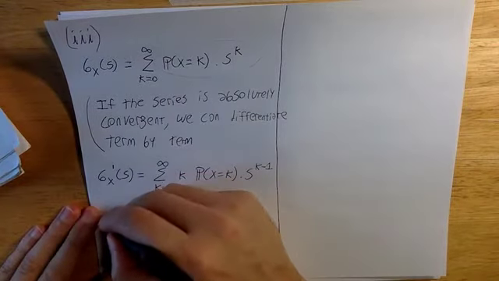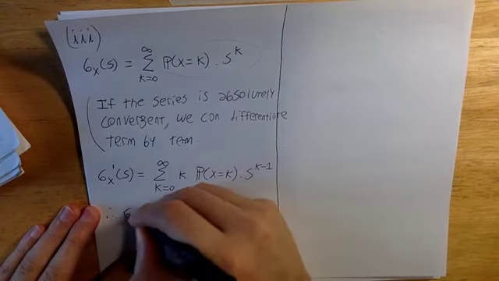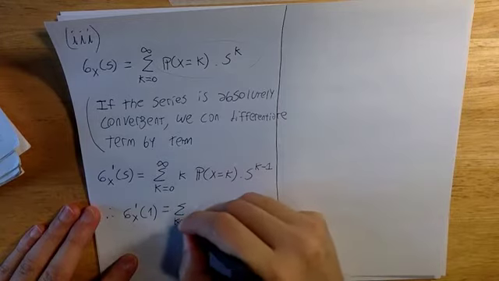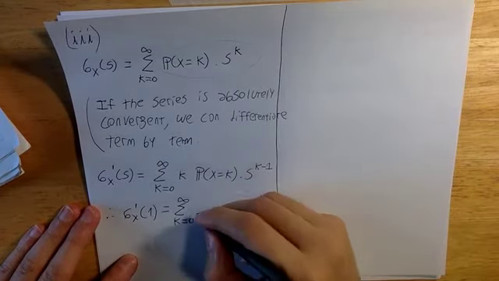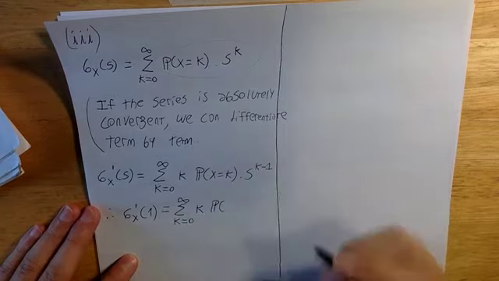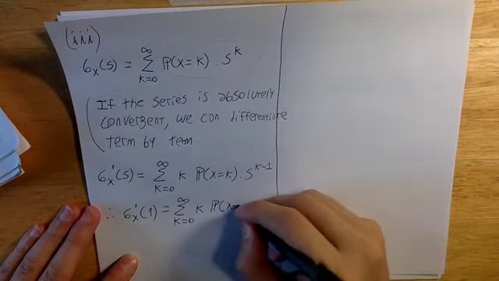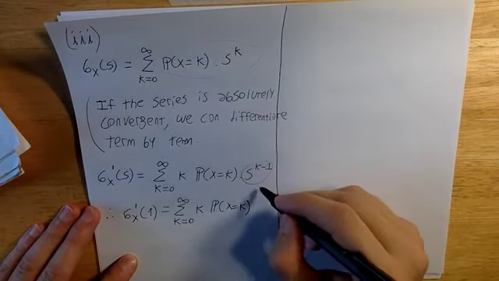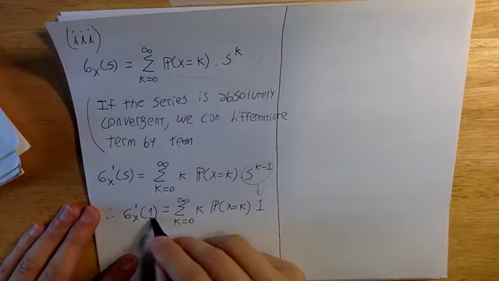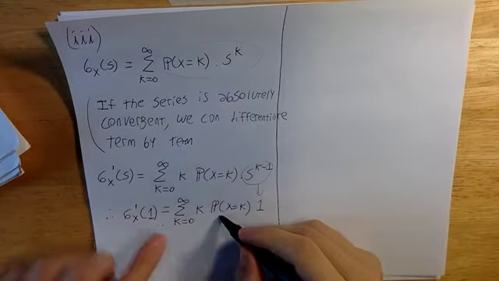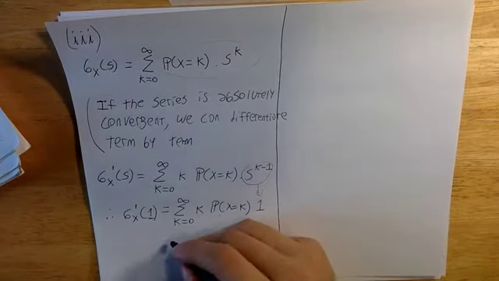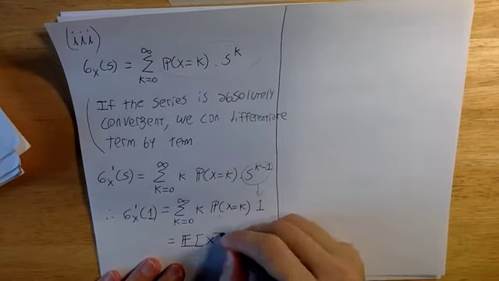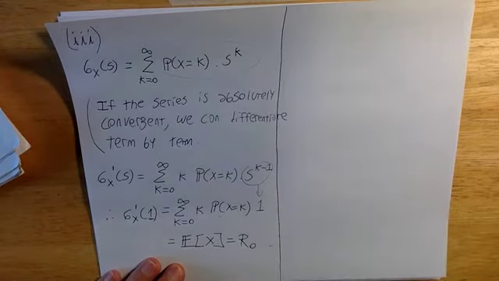In particular, if we take g_X prime at 1, this is the sum from k equals 0 up to infinity of k times the probability that X is equal to k, because s to the k minus 1 is equal to 1 when we are evaluating at s equals 1. But this you can translate exactly as being the expectation of X, which in this case is just equal to R0.